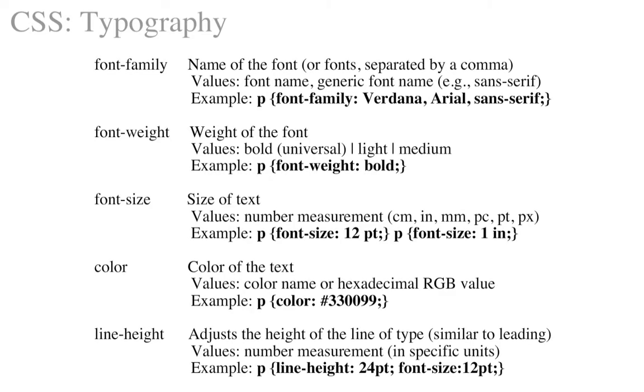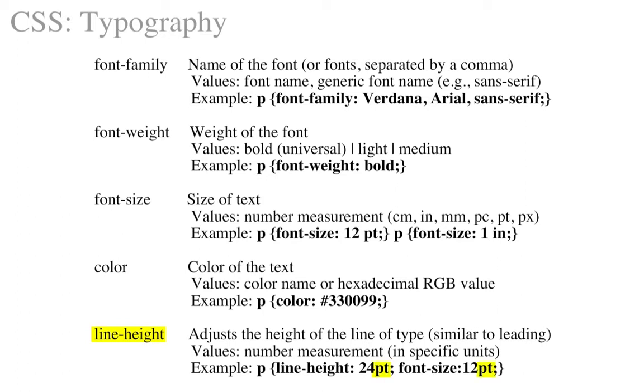Since CSS is commonly used to style typography, here are examples of font properties and their values to further familiarize you with CSS. The font family declares the font that should be used if available on a system and the general font type. Font weight may be bold, light, medium. Font size, the size of the text, must use a specific measurement type for its value. Color for color of text. Line height adjusts the height of the line of the type, similar to leading. Again, a specific measurement type must be declared as part of the value.